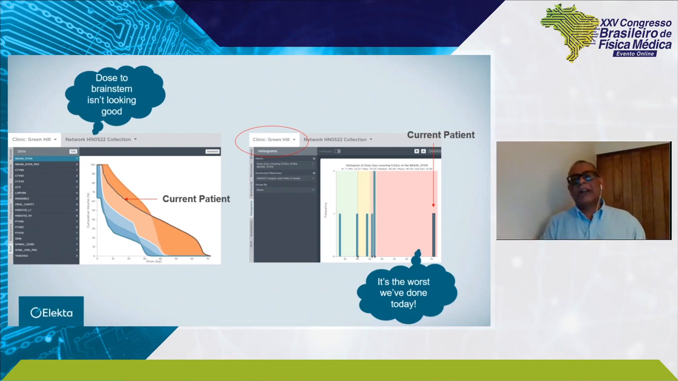And then you look at the histogram on the right, where, again, you're just looking at the brainstem, and all those lines represent where you are within the population.